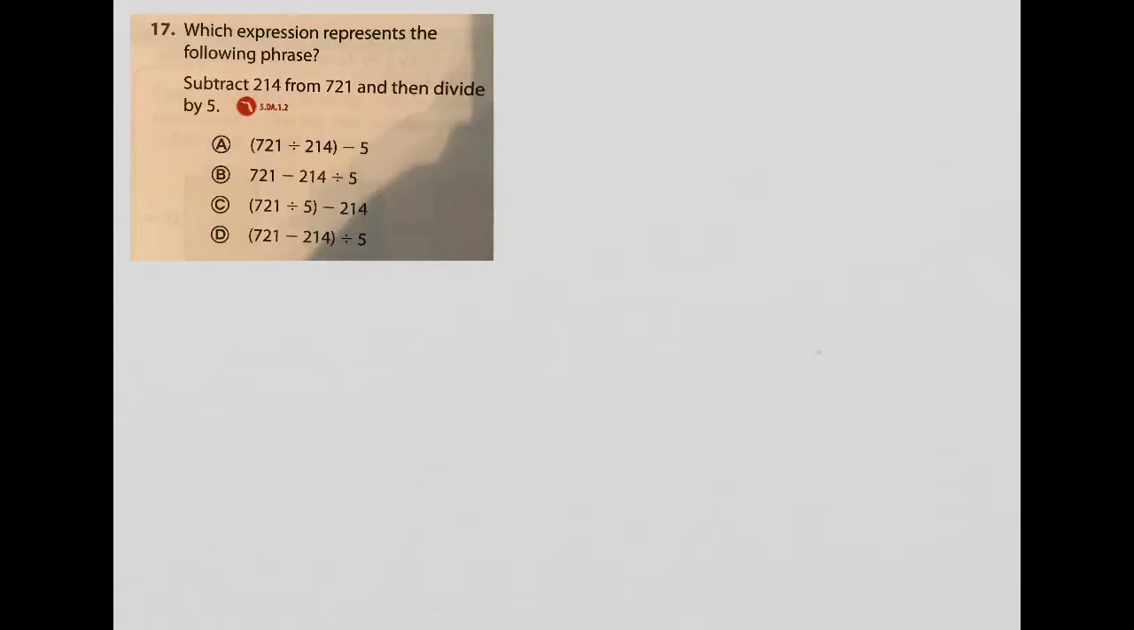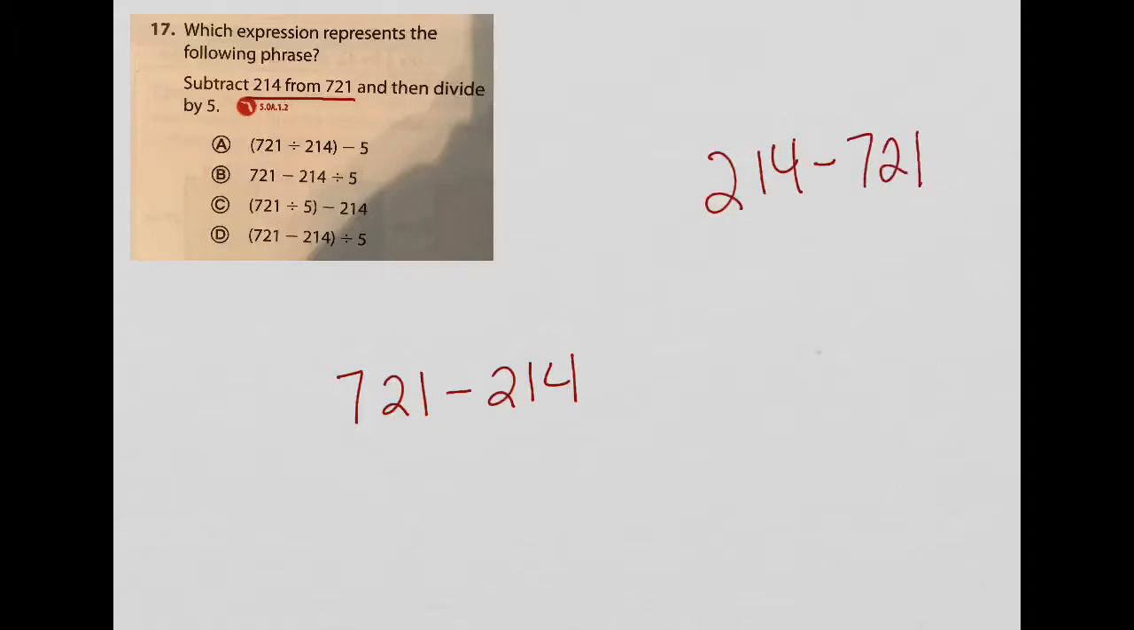Here's a multiple choice question. Which expression represents the following phrase? Subtract 214 from 721 and then divide by 5. Okay, so it wants 721 minus 214. Be careful that you are not writing it in the order that it's in the problem, because it is not asking you 214 minus 721. It's the opposite, so this would be incorrect. This is the correct order.